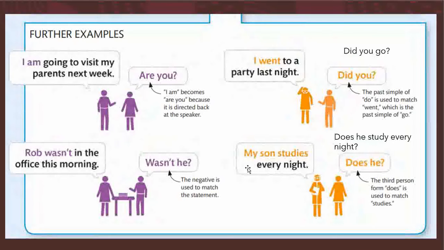Now, if the person is saying, my son studies every night, he's boasting, you can definitely be a part of the conversation by saying, does he really study at night or every night? Does he? The third person form does is used to match the studies. Does he study? So you can drop the extra from there and say, does he?